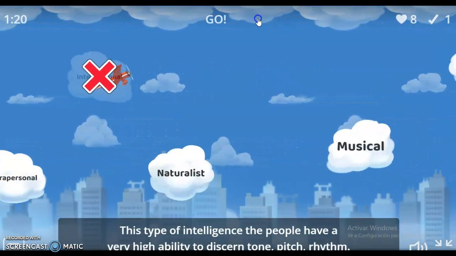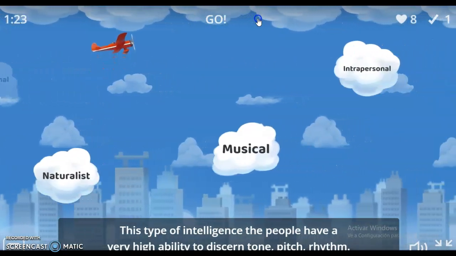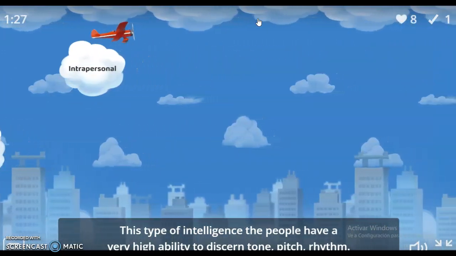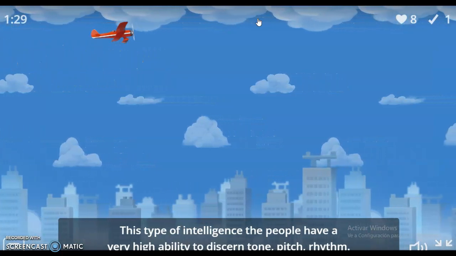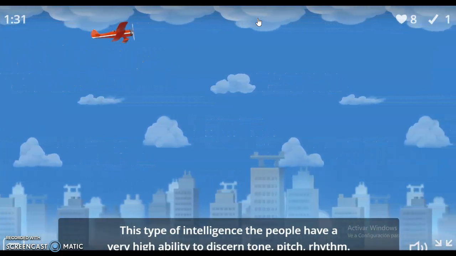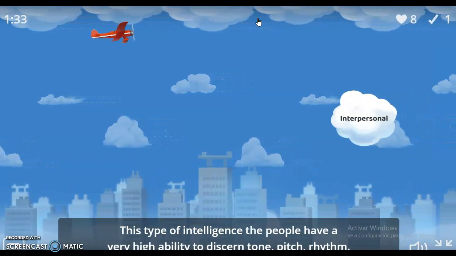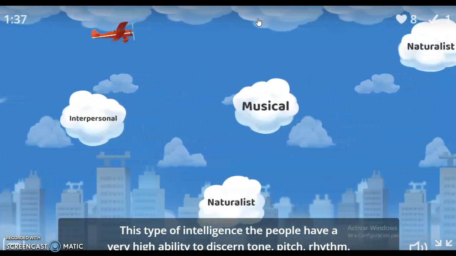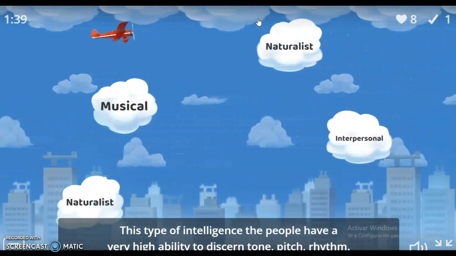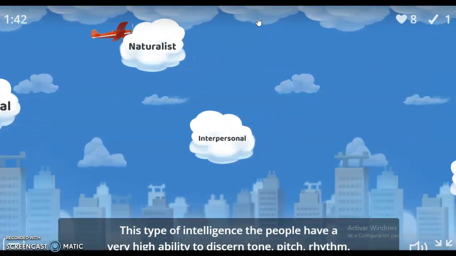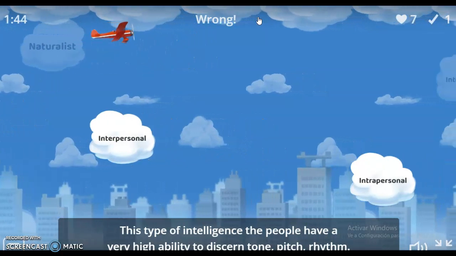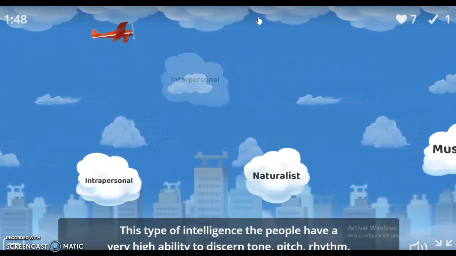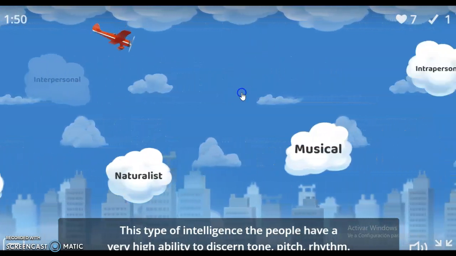The following intelligence. This type of intelligence, people have a very high ability to discern tone, pitch, rhythm. These people would be professional musicians, composers, conductors. What is the intelligence?